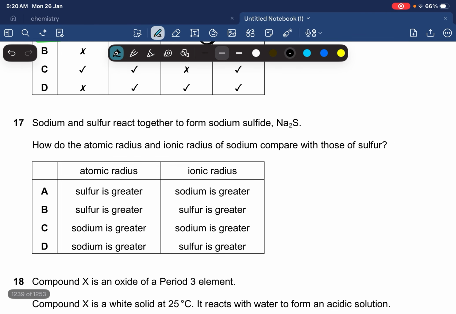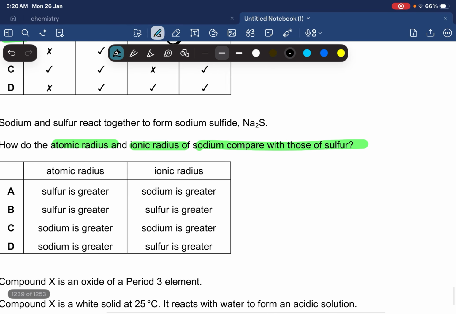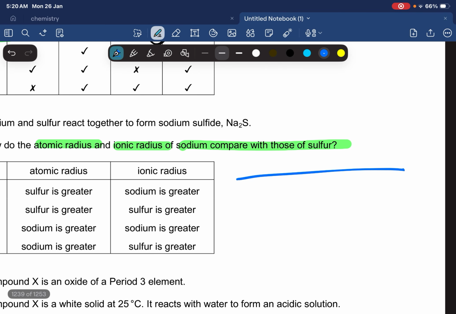Sodium and sulfur react together to form sodium sulfide. How do the atomic radii and the ionic radius of sodium compare with those of sulfur? So you know what happens across the period? Across the period, your atomic radius decreases. So this is sodium, this is sulfur.